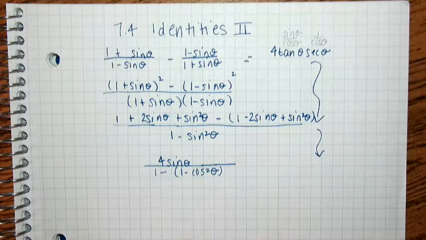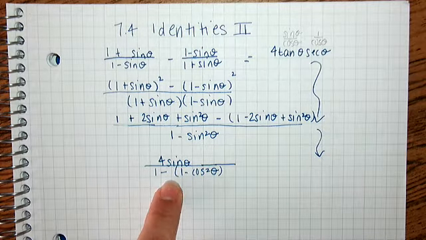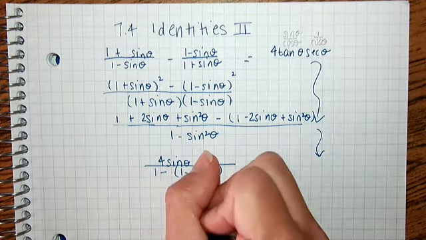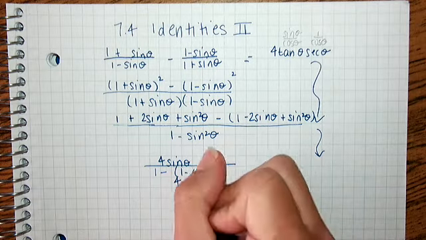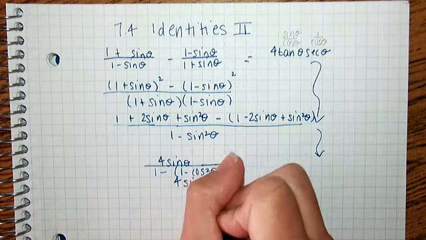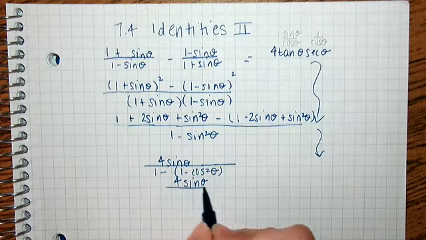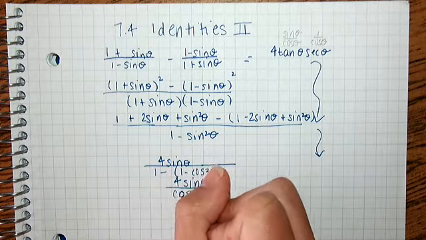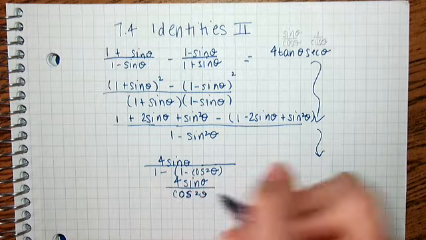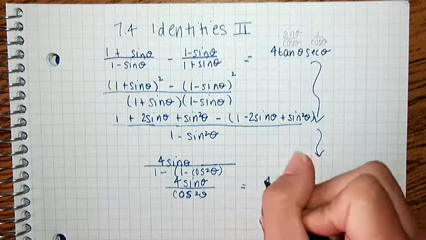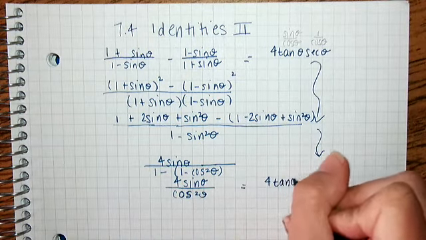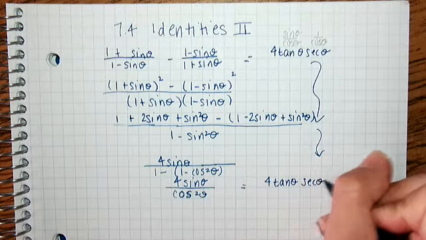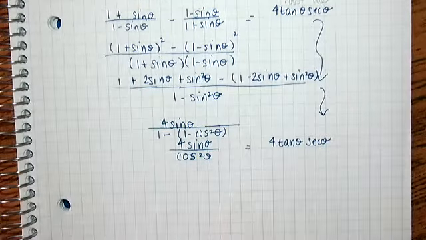So this becomes 1 minus 1 is 0, positive cosine squared. So this becomes 4 sine theta over cosine squared theta. You are not done. You are not done until the two sides match. So you cannot stop here.